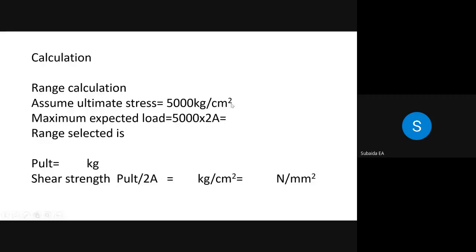The calculation includes, first of all, the range calculation. That is, assume an ultimate shear stress of 5000 kg per centimeter square for the mild steel specimen. Maximum expected load is equal to 5000 into 2A. Now select a range. Now P ultimate will be obtained from the reading. Then calculate the shear strength of the specimen as P ultimate divided by 2 times the area of cross section. So that's all about the shear test. Now we shall pass on to a video which describes how the test is conducted.